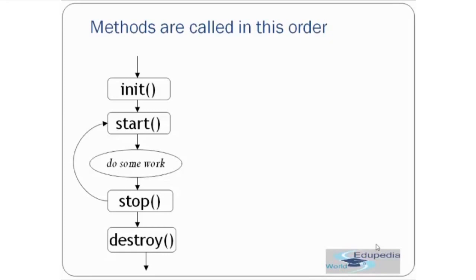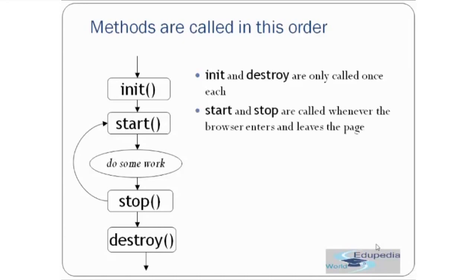Then from stop we can go back to start. It's kind of a pause that is taken, and then we can stop that pause and call start again. So it can happen in a loop, and finally we call the destroy method. Now init and destroy are only called once. Start and stop are called whenever the browser enters and leaves the page.